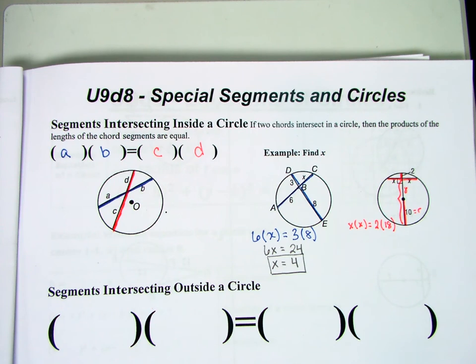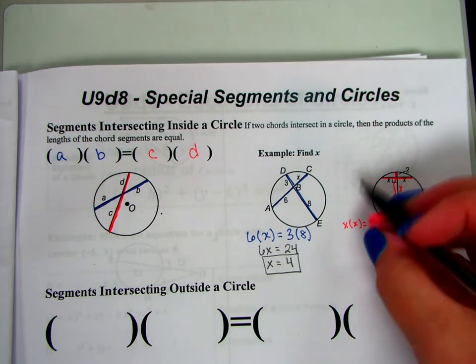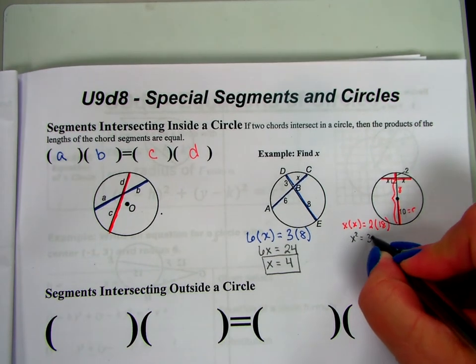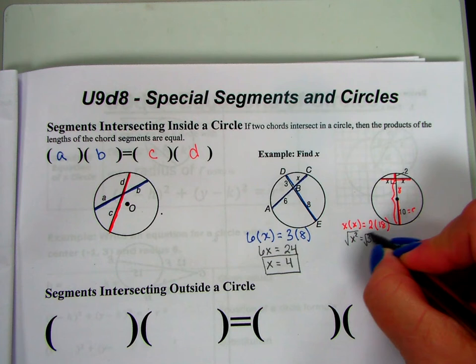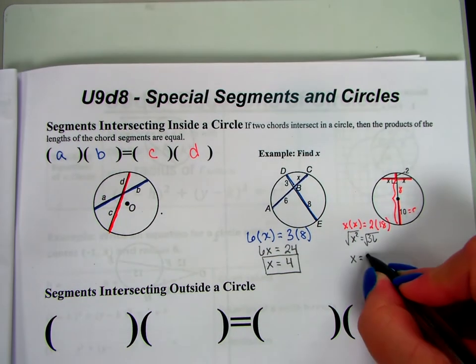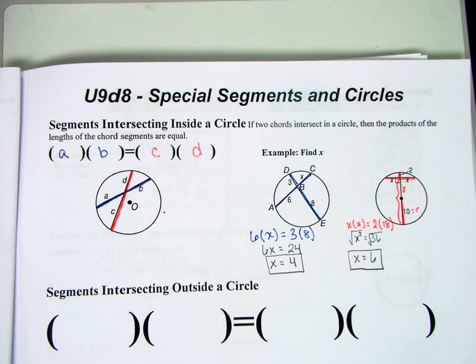Okay, so to find the 8, I use the idea of the radius. And then you just add the 8 and the 10 together to find that second piece of the chord that's being intersected by the chord that's X and X. X times X is X squared equals 2 times 18 is 36. How do you unsquare a square? Square root. So X equals, the square root of 36 is 6. So that's when I have chords intersecting inside a circle.